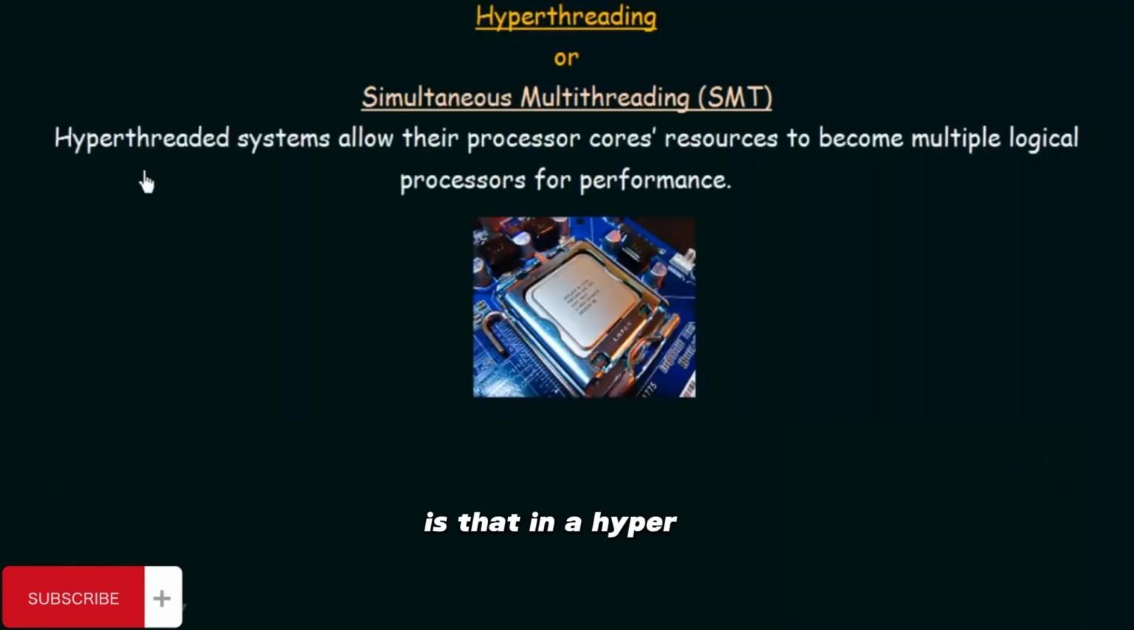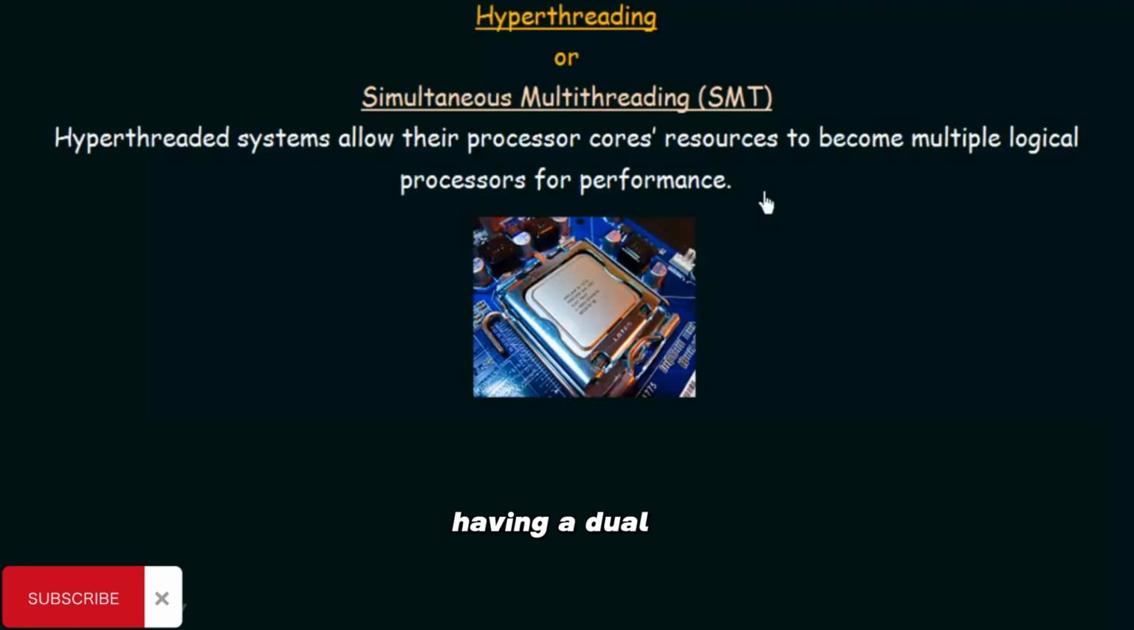What happens is that a hyper-threaded system allows a processor's core resources to become multiple logical processors for performance. We have a microprocessor, that means a processor in our system where all the processing is happening. And in our processors, we have different cores, right? We have heard of single core systems, dual core systems, quad core systems, and so on. What happens if it is a single core system? That means there is only one processor where only one processing can take place at a time. That means only one thread can run at a time.